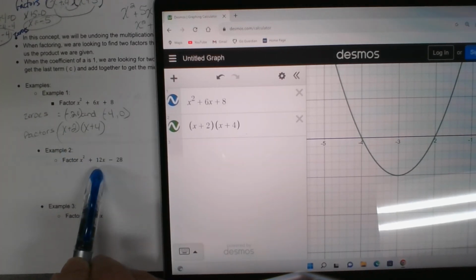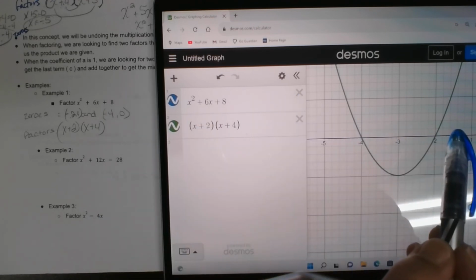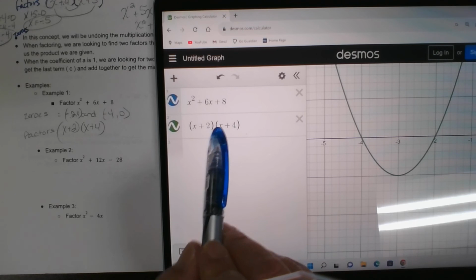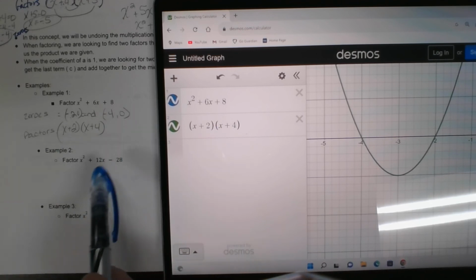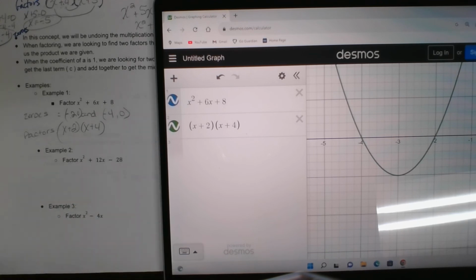I can do the same thing with the other 2 of these. Just put them in Desmos, find where they cross, and then write the factors. So pause this video, try example 2 and 3, and then come back to check your answers with me.